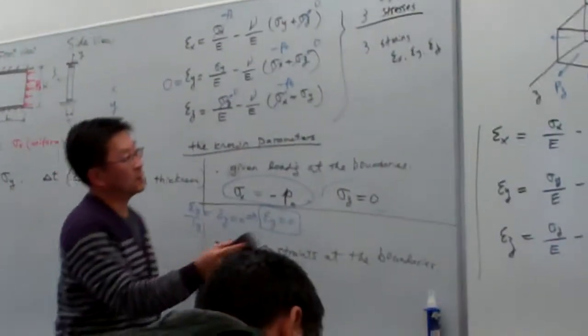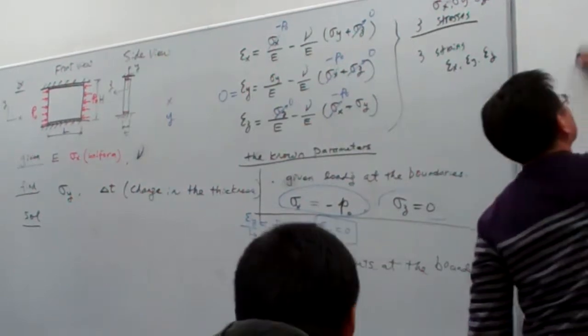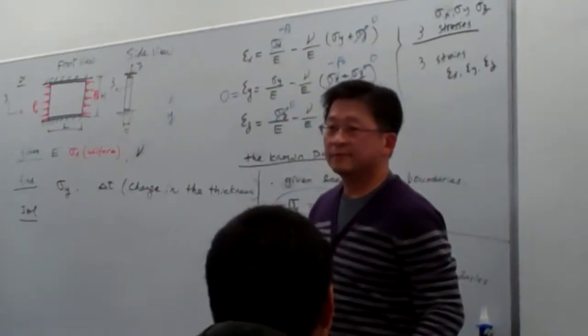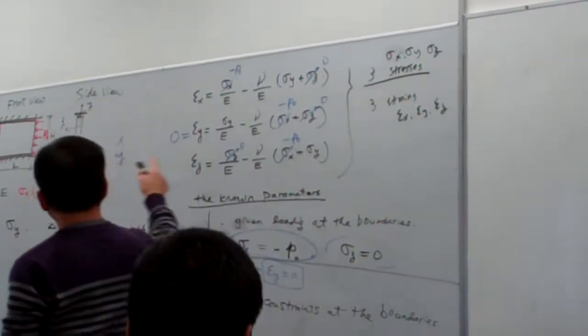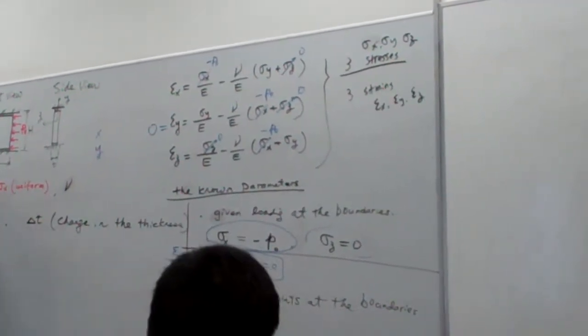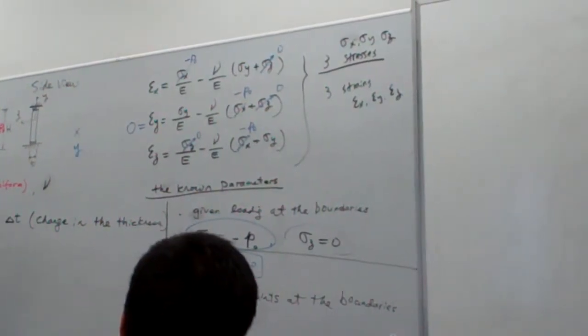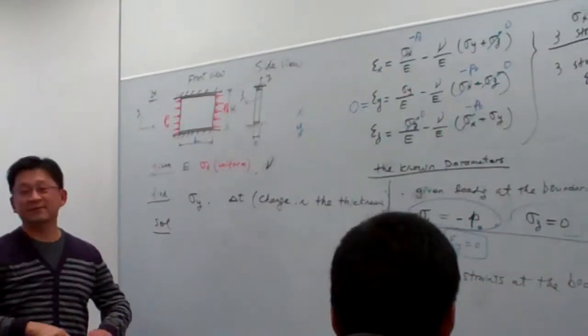So let me erase this part. But how is P not known if we don't know it? We don't have a value for P naught. Yes, this is a given parameter. We just assume we know it. So basically the answer will be expressed in terms of P naught. Yes. Okay.